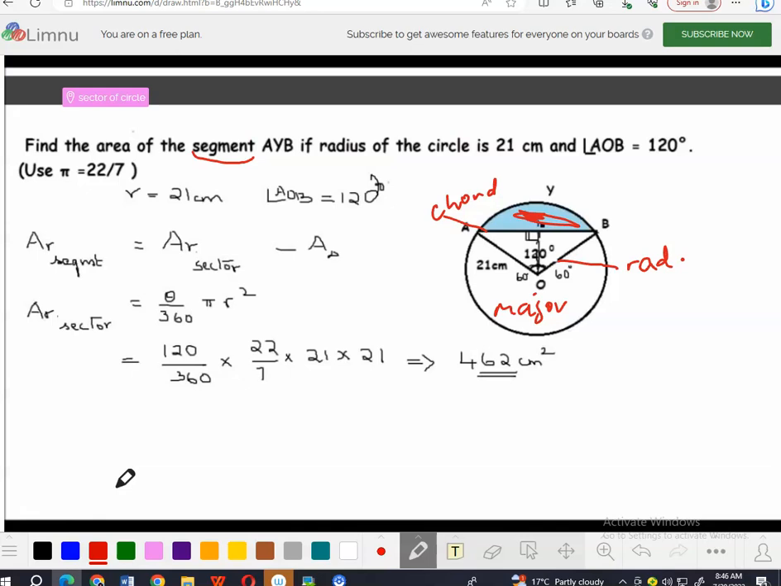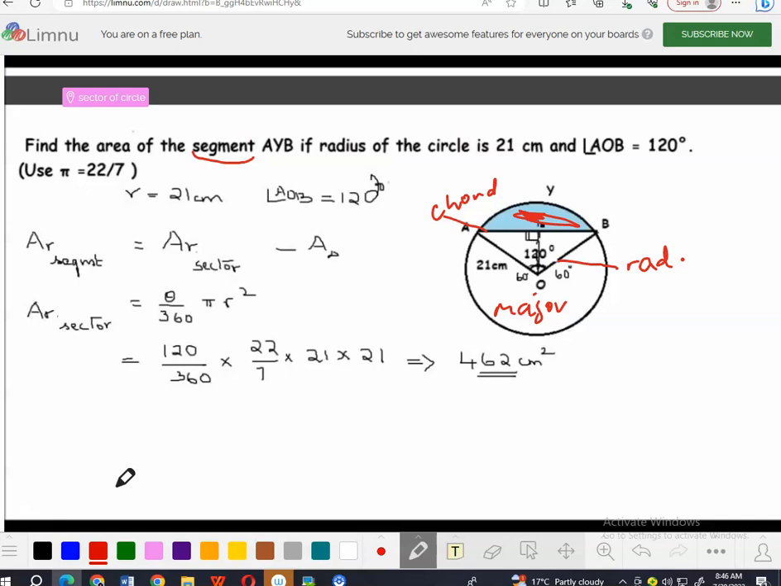With these explanations, you will be able to calculate the segment of a given circle. Take for instance the question on your screen. You are to find the area of the segment AYB if the radius of the circle is 21 centimeters, and angle AOB is 120 degrees. Pi is 22/7, which is approximately 3.142. Look at that question and tell me what you can do to solve it.